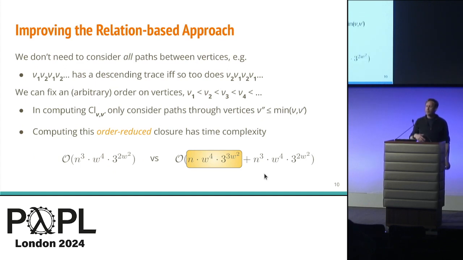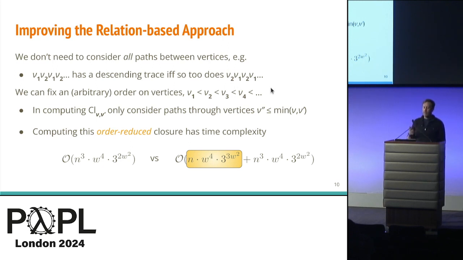We can also improve the relation-based approach by taking advantage of some symmetries inherent in the problem. So in fact, we don't need to consider all paths between vertices. For example, if we have edges between two vertices, V1 and V2, if we check the alternating path between them that starts from vertex V1, this will have a descending trace if and only if the infinite alternating path starting from V2 has a descending trace.